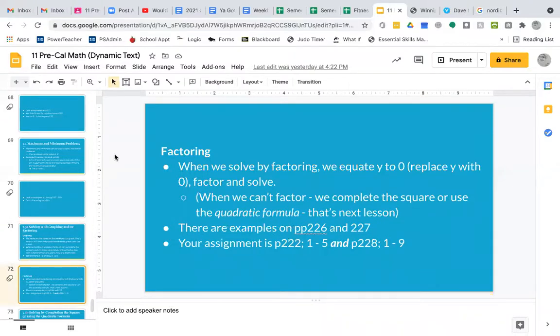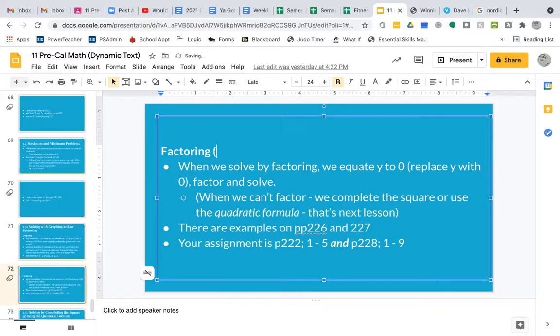Factoring is the other way to solve, and I've hinted at that lots with what we were just talking about. There is, if you like, a factoring review. I didn't write it down, but maybe I'll put it right in the notes. If you need the review, pages 224, 225 is factoring review.